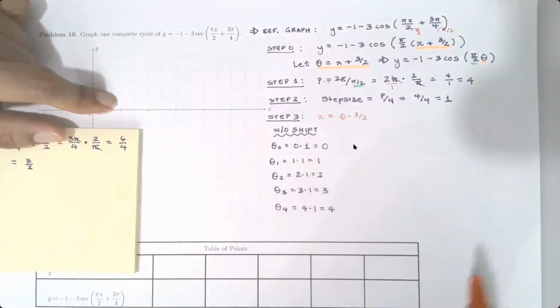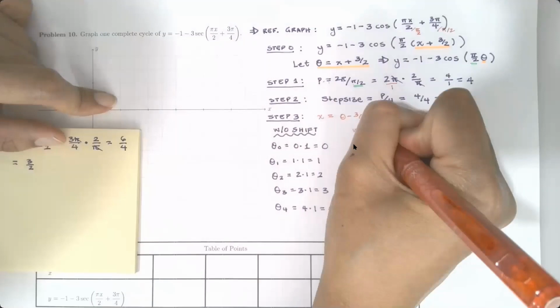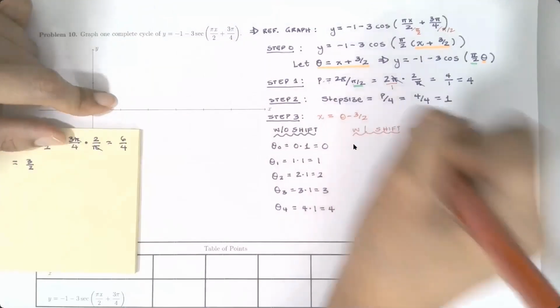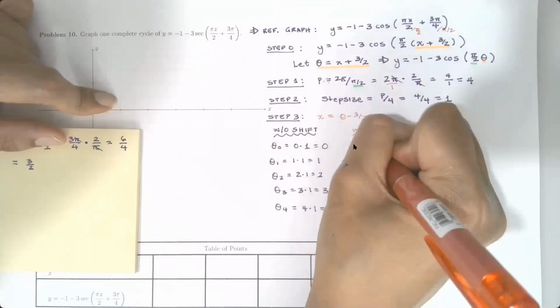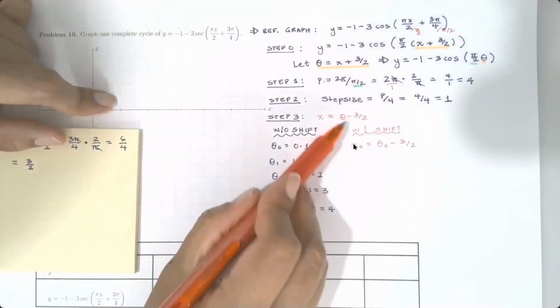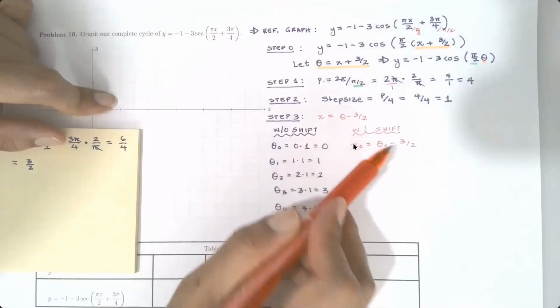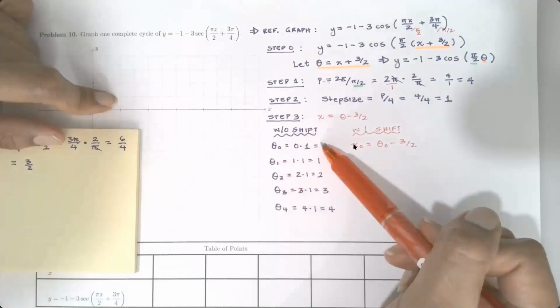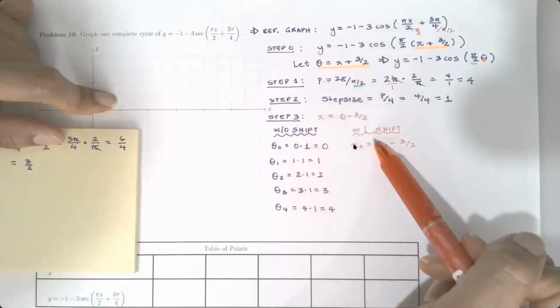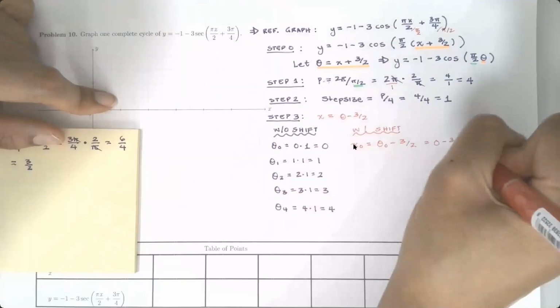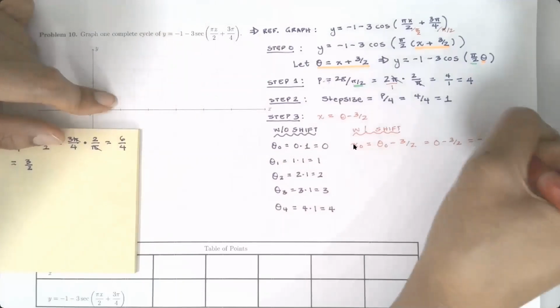So now with the shift, we would have x0 is going to be theta 0 minus 3 over 2. I'm just rewriting this equation down, that relationship. And now we can replace what theta 0 is. It's the 0. We're going to replace it into here. And we're going to get 0 minus 3 over 2, which is just going to be negative 3 over 2.